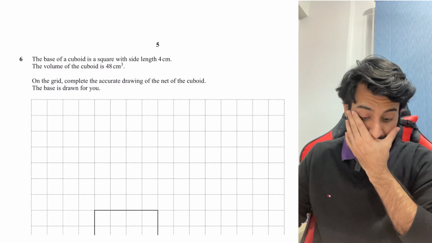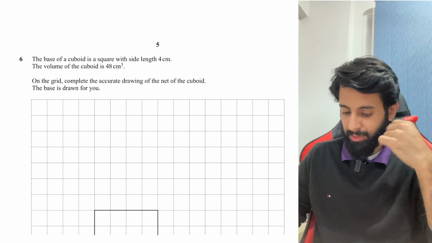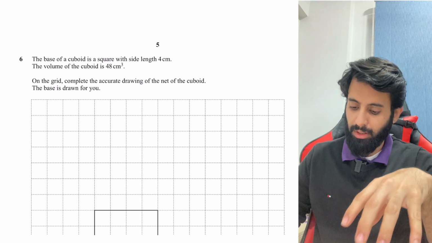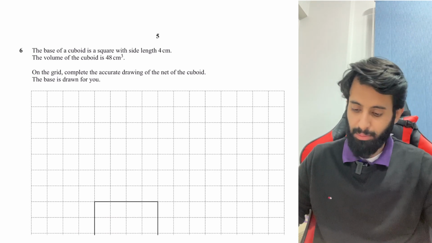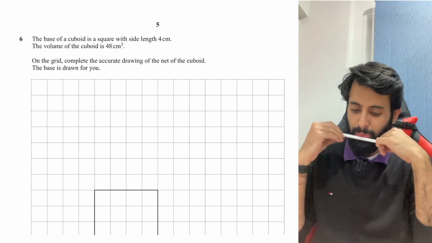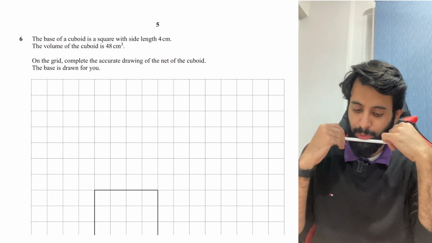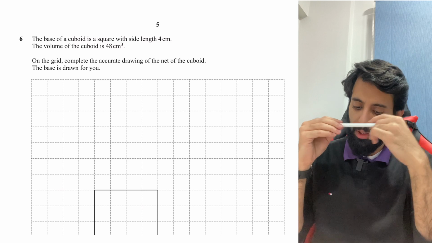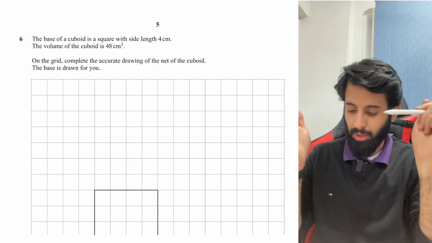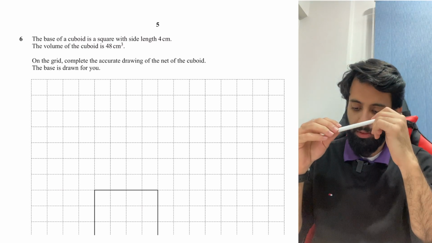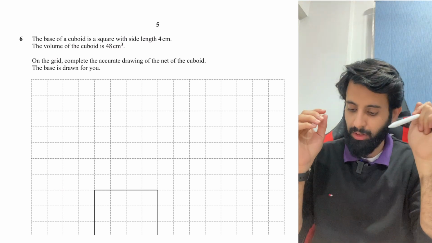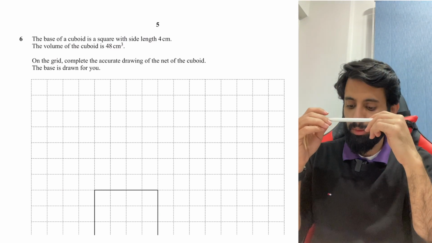Okay, now you have a question that's related to nets. Again, something you have to be very careful with and do step by step so that you don't end up getting anything wrong. It says the base of a cuboid is a square with side length 4 centimeter. The volume of the cuboid is 48 centimeter cube. On the grid, complete the accurate drawing of the net of the cuboid. The base is drawn for you.